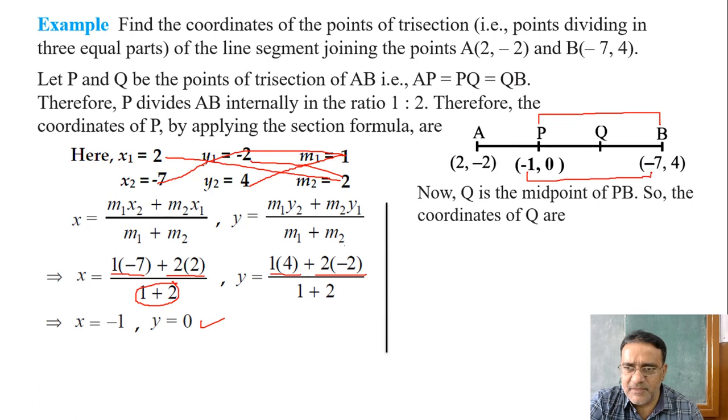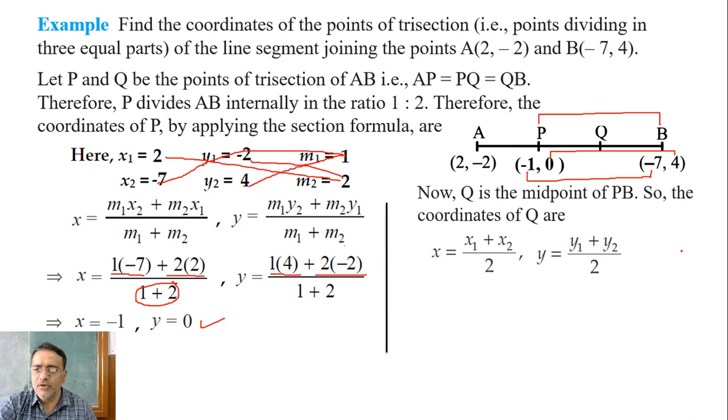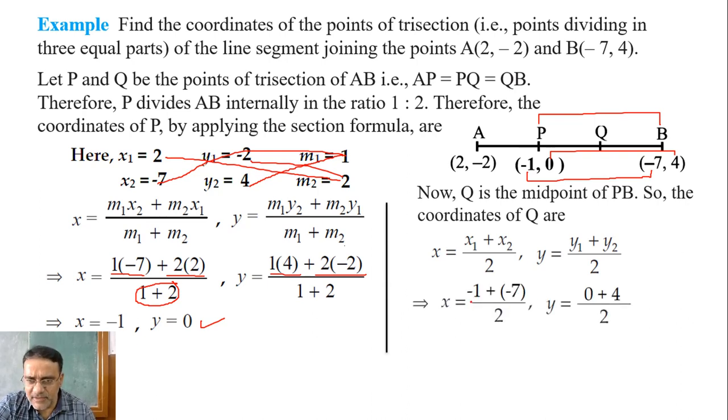-1 plus -7 by 2, because the formula is x1 plus x2 by 2, and for y, y1 plus y2 by 2, 0 plus 4 by 2. Okay, so we are getting this one. So here see how much we are getting, -8 by 2. We are getting -4, and here 4 by 2, 2. So the value of x is equal to -4 and y is equal to 2. So this is the coordinate of Q.